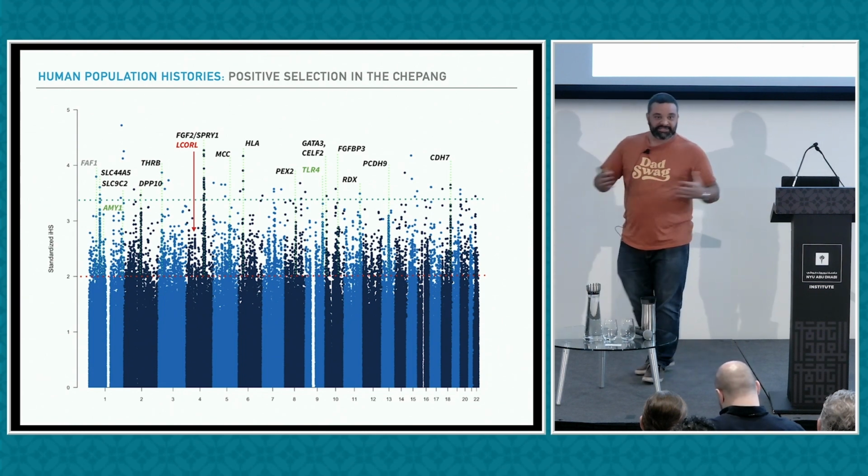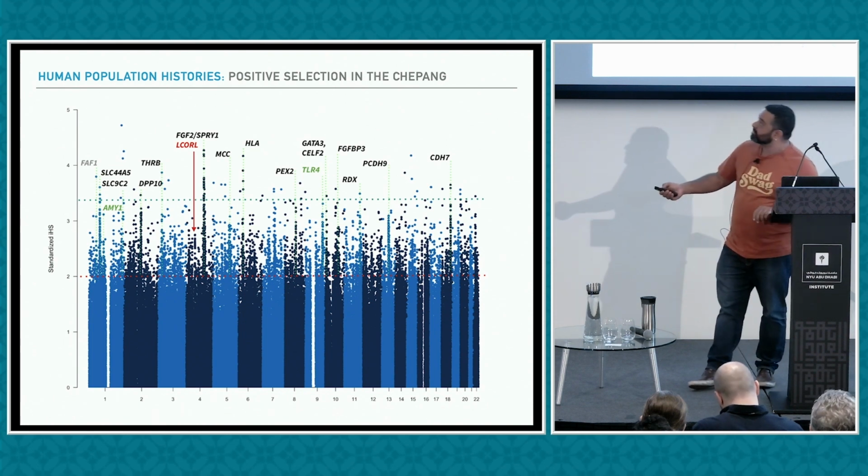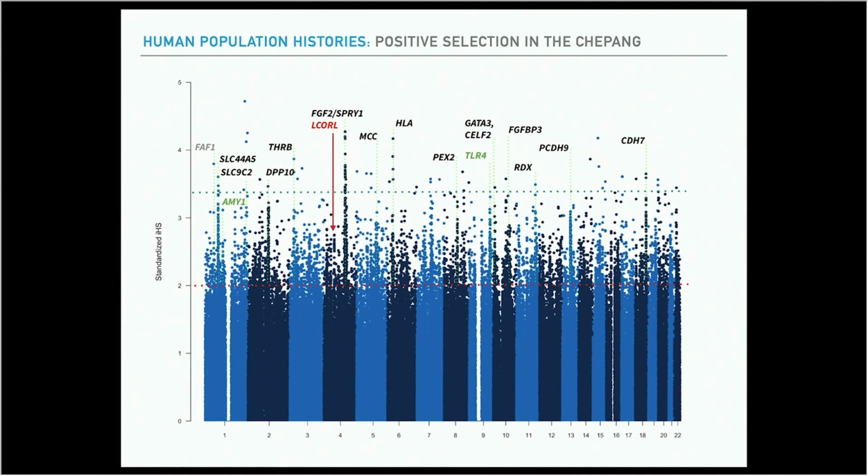So we then looked at the Chepang genome and tried to identify signatures of selection in the Chepangs, and what do we find? The strongest hits are HLA, FGF2, and LCORL. There's also TLR4. So TLR4, right? These are genes in the immune system. These are genes associated with height.